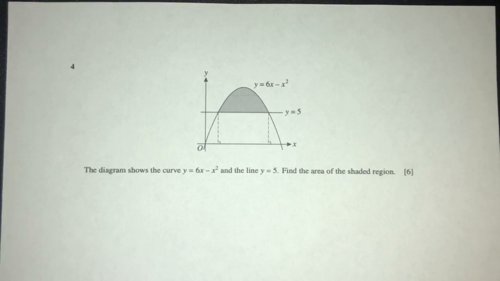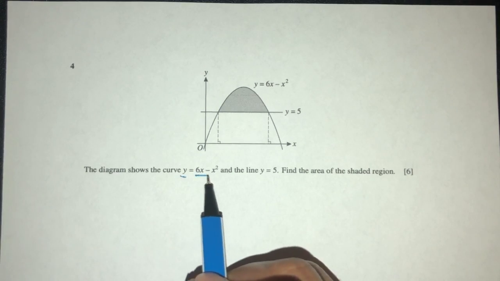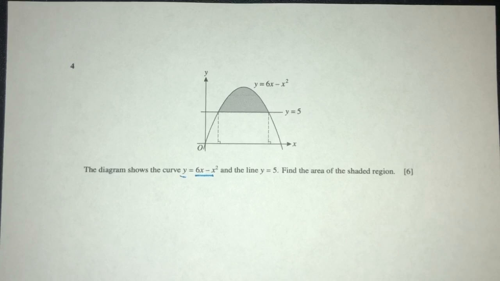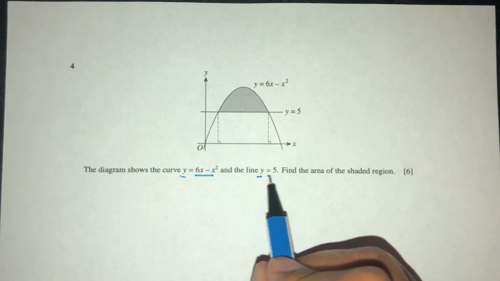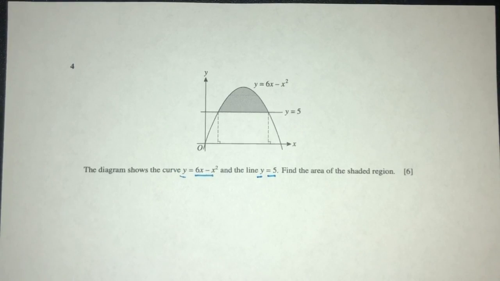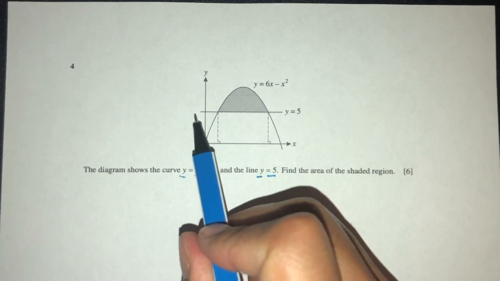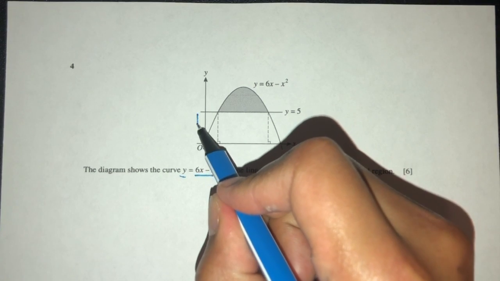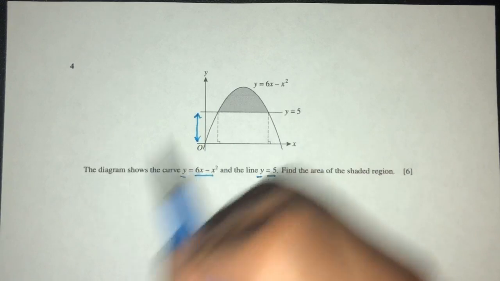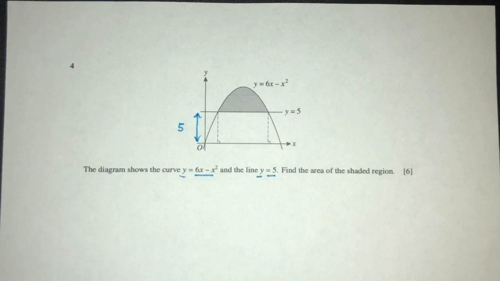Now let's move on to the next question. The diagram shows the curve y equal to this. This is the curve as we can see right here, okay? And the line y equal to 5. It is a horizontal line, y equal to 5. Now what is the first thing we can deduce from here? If we have a line y equal to 5, we realize the height will be what? If you think, the height will have to be 5. That's the first thing we can observe from this diagram.